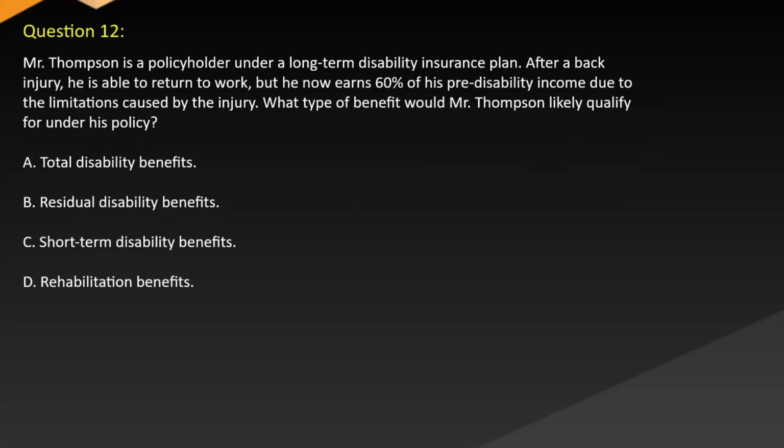Question 12. Mr. Thompson is a policyholder under a long-term disability insurance plan. After a back injury, he is able to return to work, but he now earns 60% of his pre-disability income due to the limitations caused by the injury. What type of benefit would Mr. Thompson likely qualify for under his policy? A. Total disability benefits. B. Residual disability benefits. C. Short-term disability benefits. D. Rehabilitation benefits.